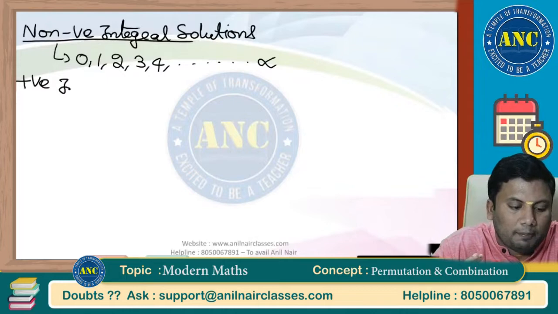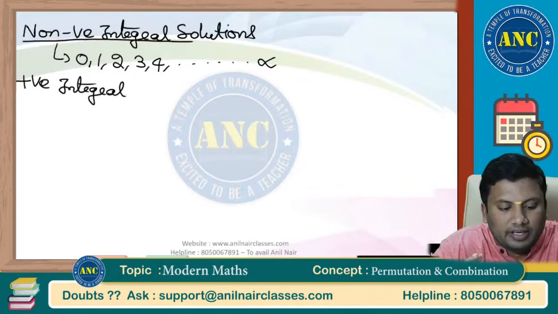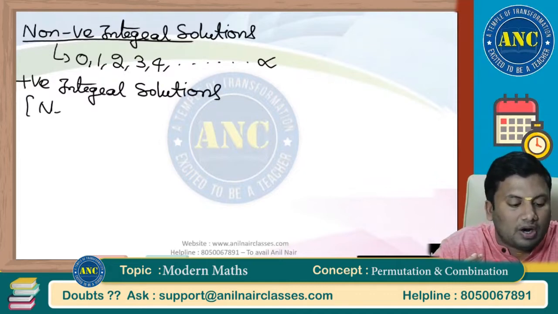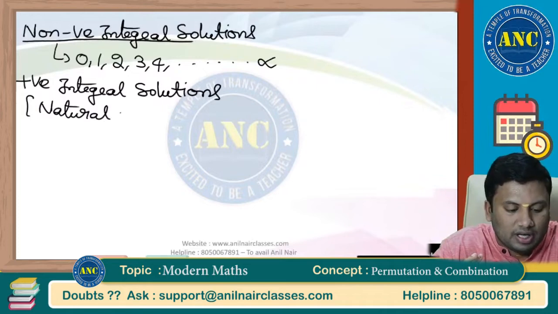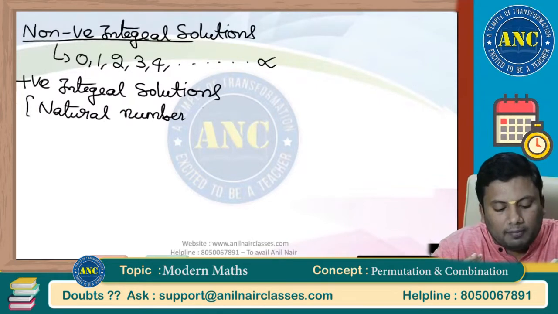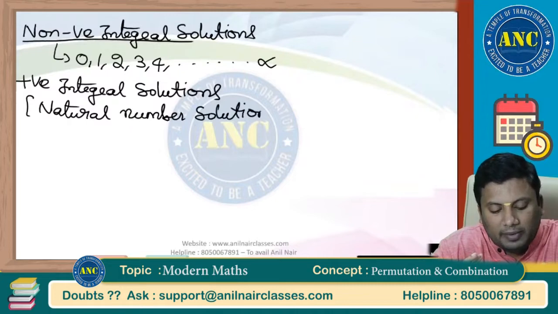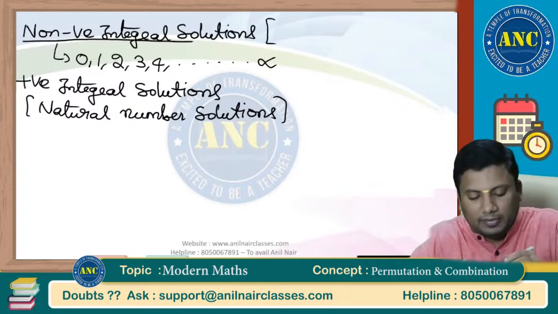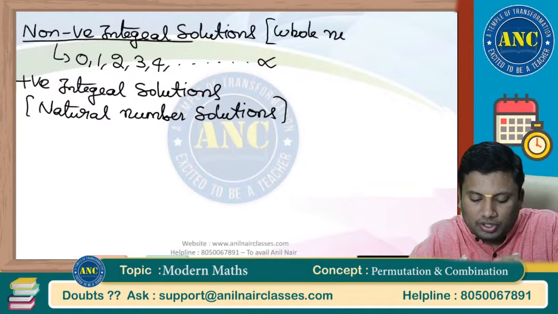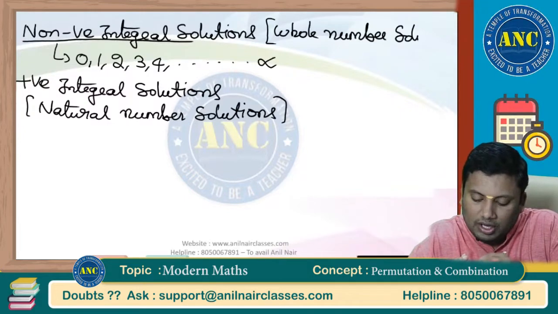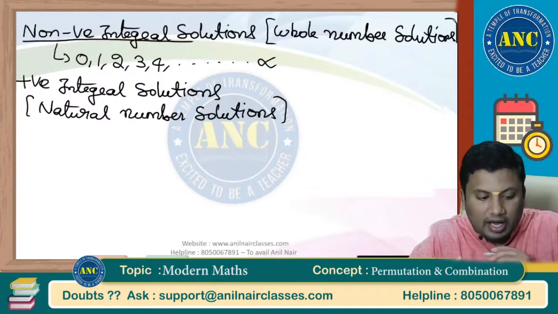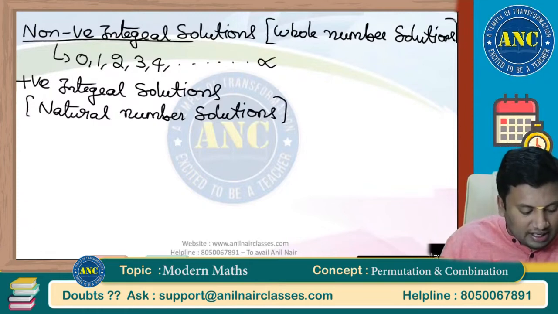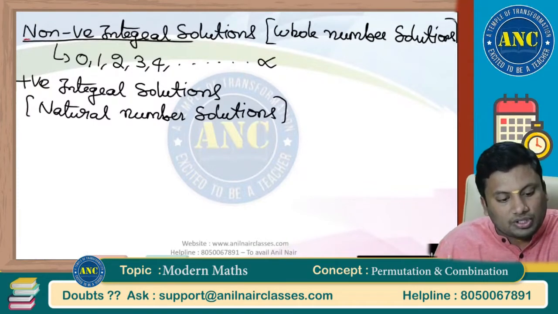Suppose I want positive integral solutions: integers which are positive. Integers which are positive are called natural number solutions, the solutions which can be counted. If I include 0 in natural number solutions, I will get whole number solutions. So non-negative integral solutions and whole number solutions are both synonyms.